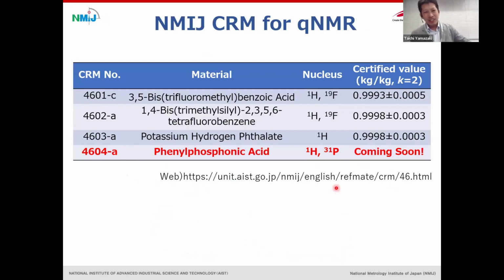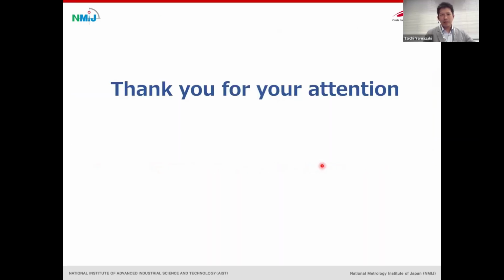So this is just a commercial image sharing for qNMR provided here. Two kinds of material for proton and fluorine. One is a proton. So this is a new one, 2,4-dichlorophenoxyacetic acid for proton and phosphorus. And this is provided coming soon.